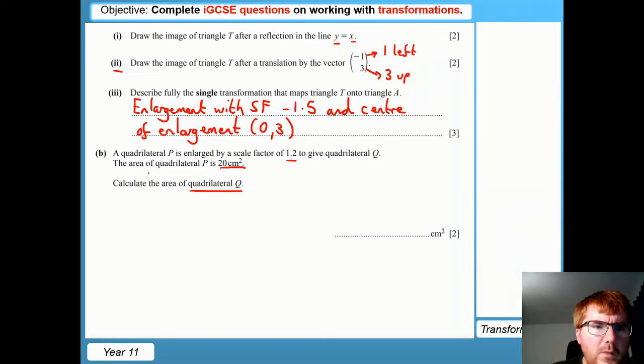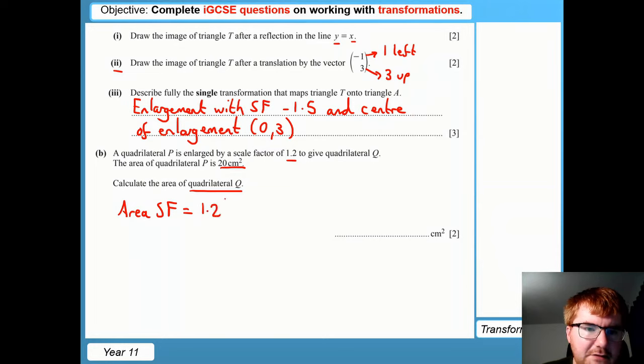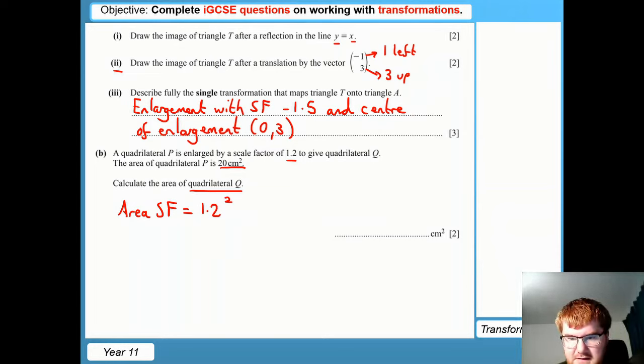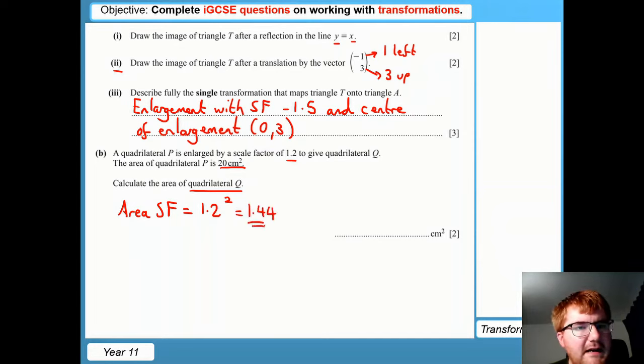Now, of course, we've got an area, so we actually want the area scale factor. The area scale factor will be the one that we're given, but we need to square it. So if we square 1.2, turn on the calculator, then we get the number 1.44. This is where we have to be very careful. And now we want to find the area of quadrilateral Q.